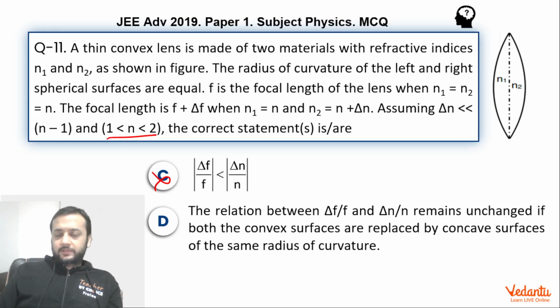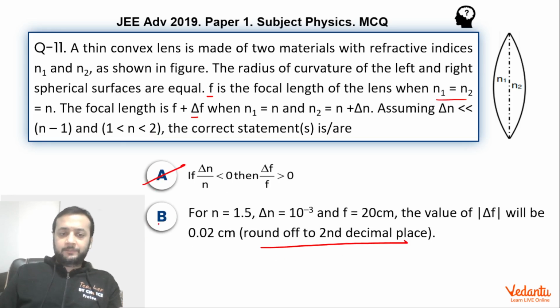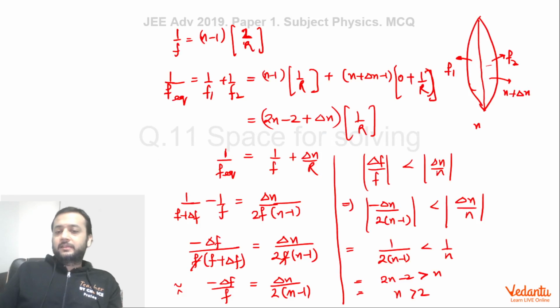One more option is left. Delta f by f and delta n by n relation remains unchanged if both the convex surfaces are replaced by concave surfaces of same radii of curvature. This is also correct. Option B was also correct, by the way, because we found the same value. So yes, option D is also correct. Why? Because if you see, this relation is independent of the value of r. There is no r coming over here. So this is correct. If you want a more detailed explanation, then let us see why this is independent of r.